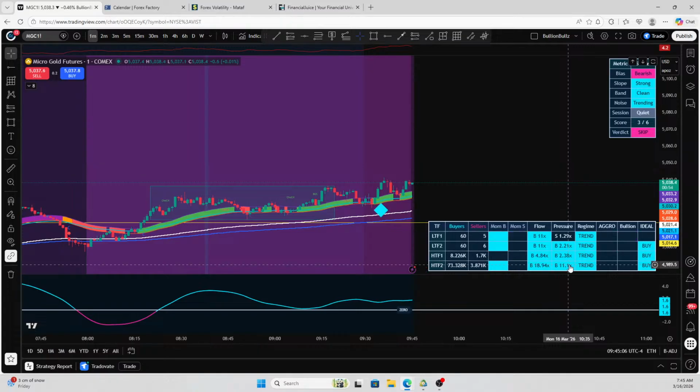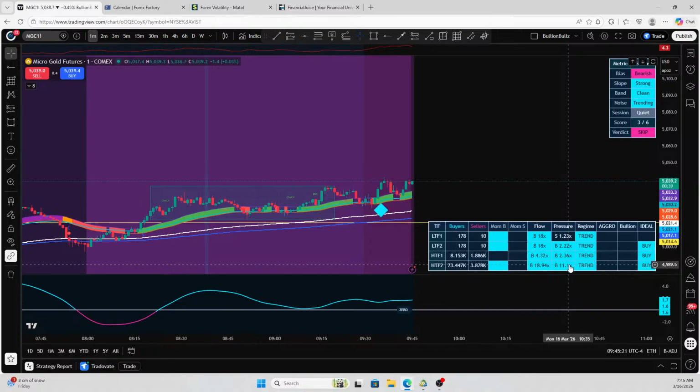Yeah, it is okay to wait, actually. It is okay to wait because when we do find those entries, we will be able to take advantage of least resistance to price. So when the price moves, it will move with least resistance.